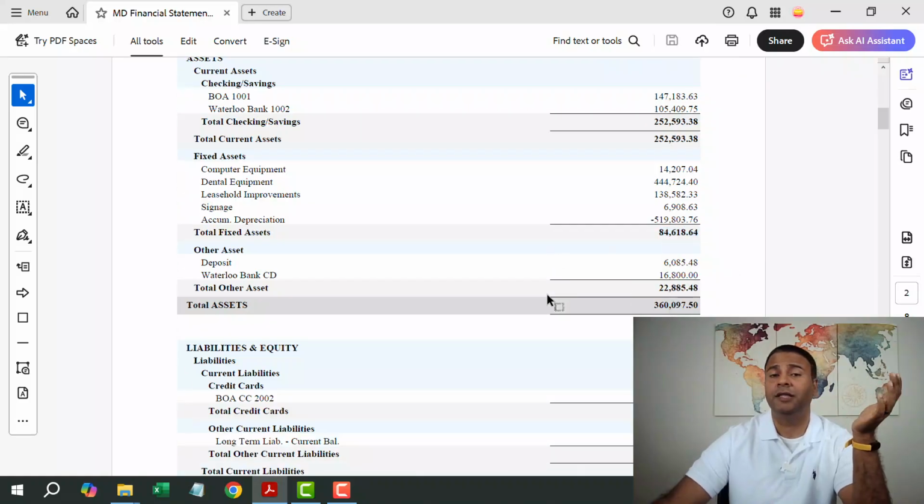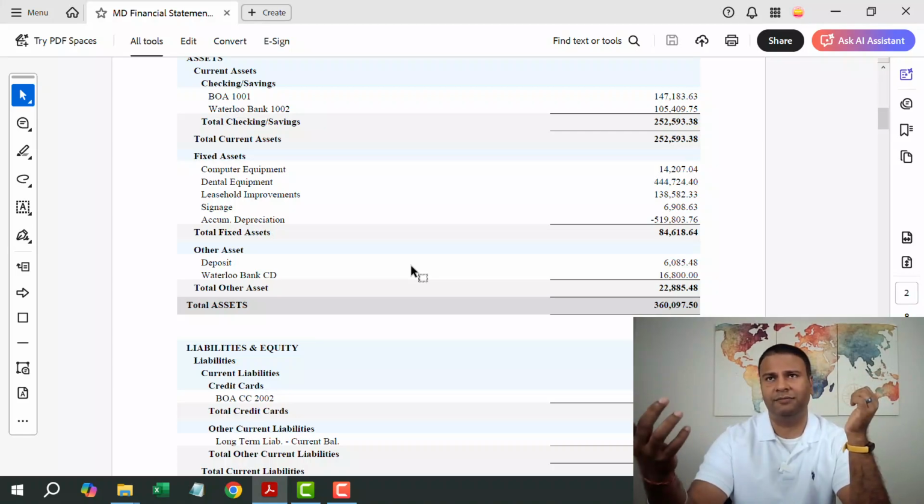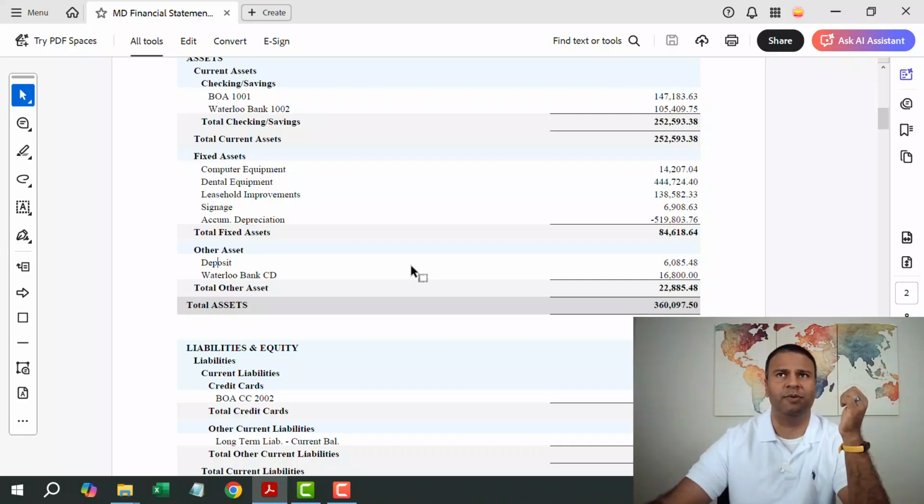This dental practice has some other assets. One of them is a deposit. Typically a deposit is when you might have paid the first month's rent or the last month's rent to a landlord. So that's what this $6,000 probably relates to. This one also has a CD of $16,000. It has other assets of about $23,000.